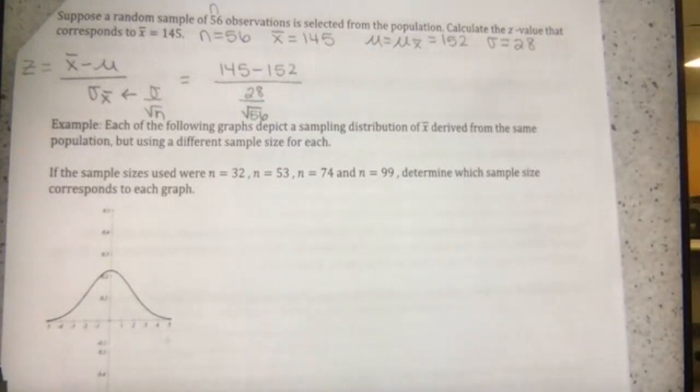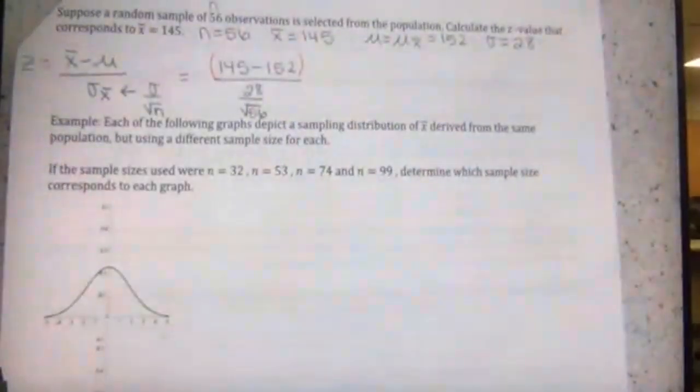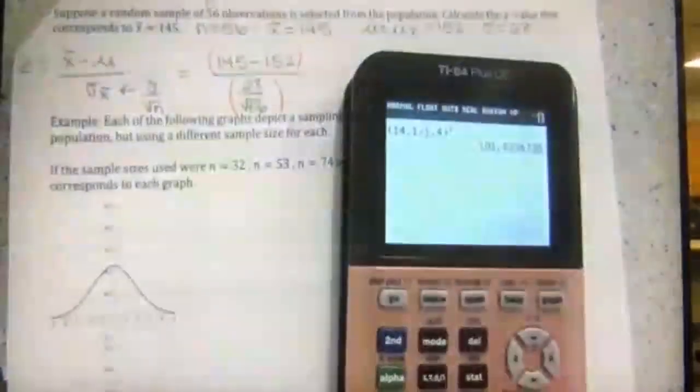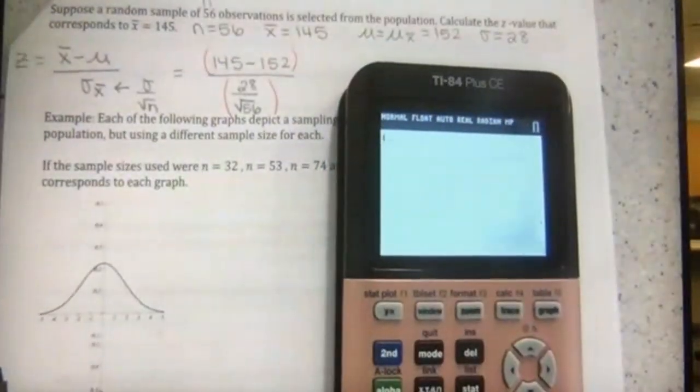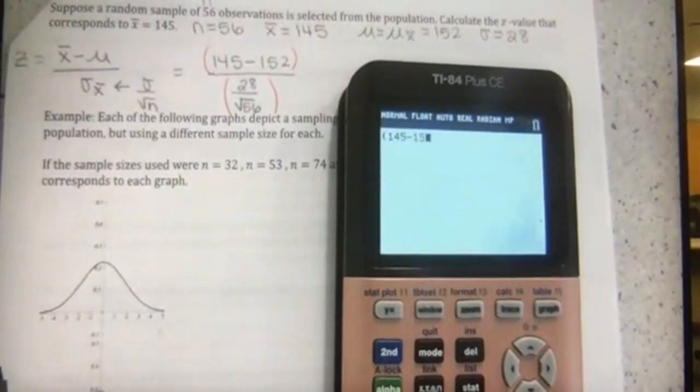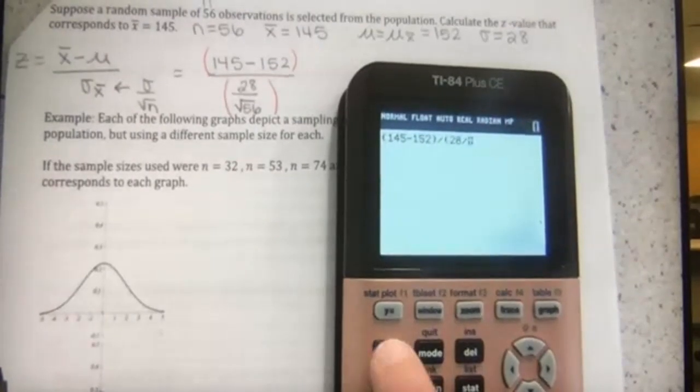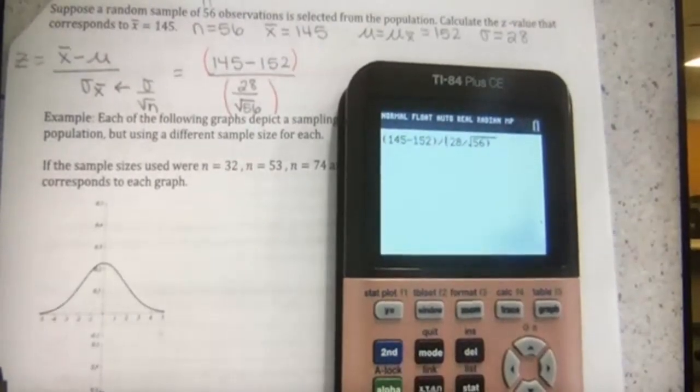All right, so we have a complex fraction. So in our calculator, we really need to make sure to differentiate and say, okay, this is the top, so it goes into parentheses, and this is the bottom, so it goes in parentheses too to separate the two. So in our calculator, up top in parentheses, 145 minus 152, divided by the bottom, so in parentheses, 28 divided by the square root of 56.